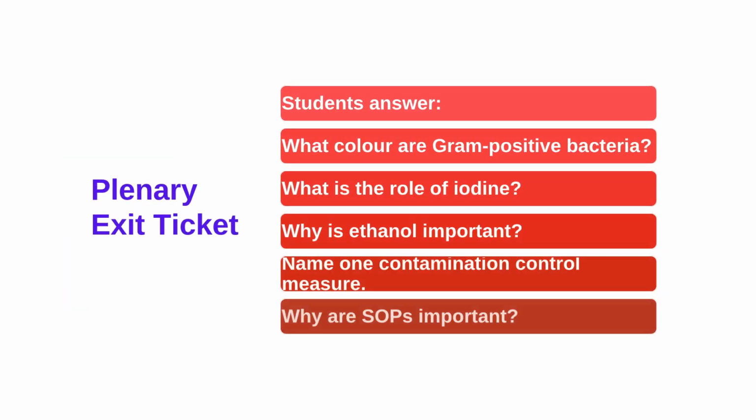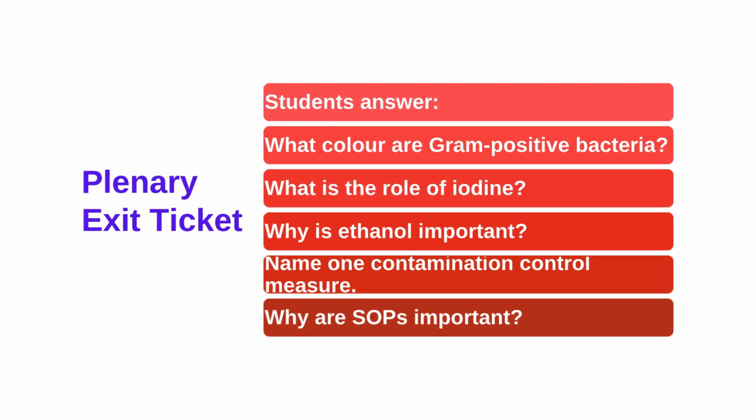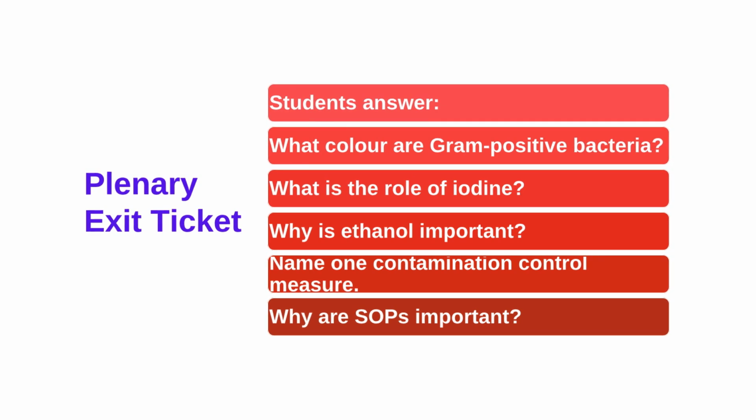Before you leave, complete your exit ticket to check your understanding of today's lesson. Think back to the gram staining procedure, the role of each reagent, contamination control measures, and the importance of SOPs in laboratory practice. Your answers will help identify what you've learned and any areas that may need further review.